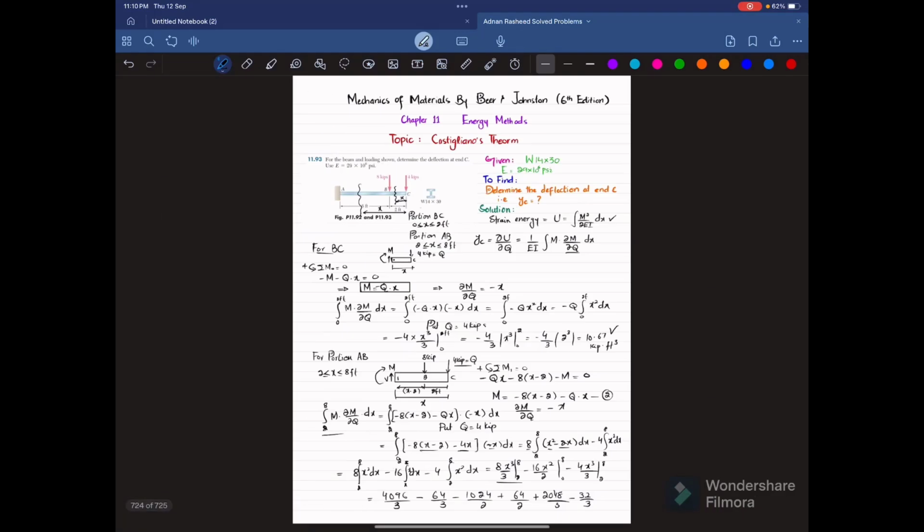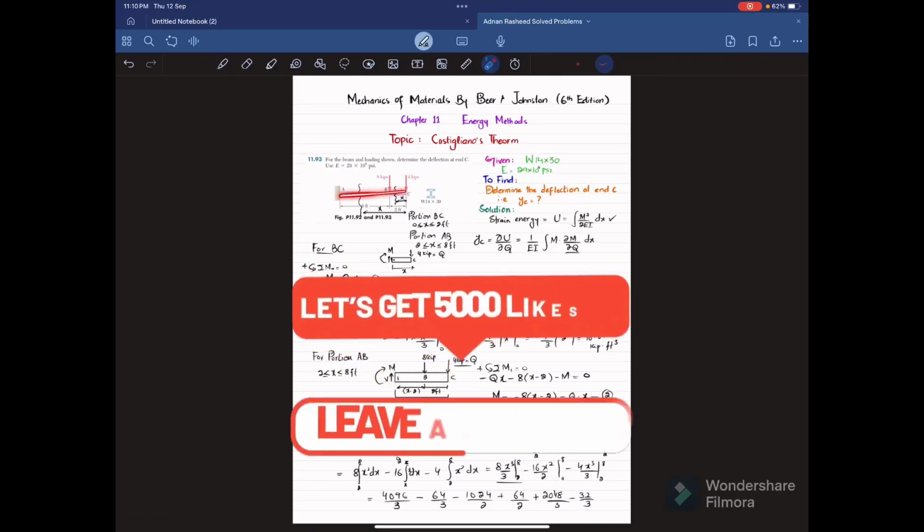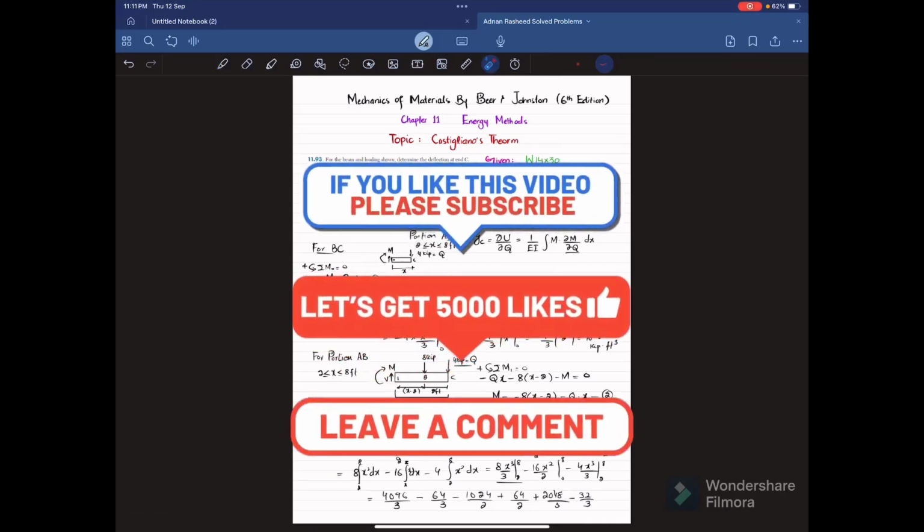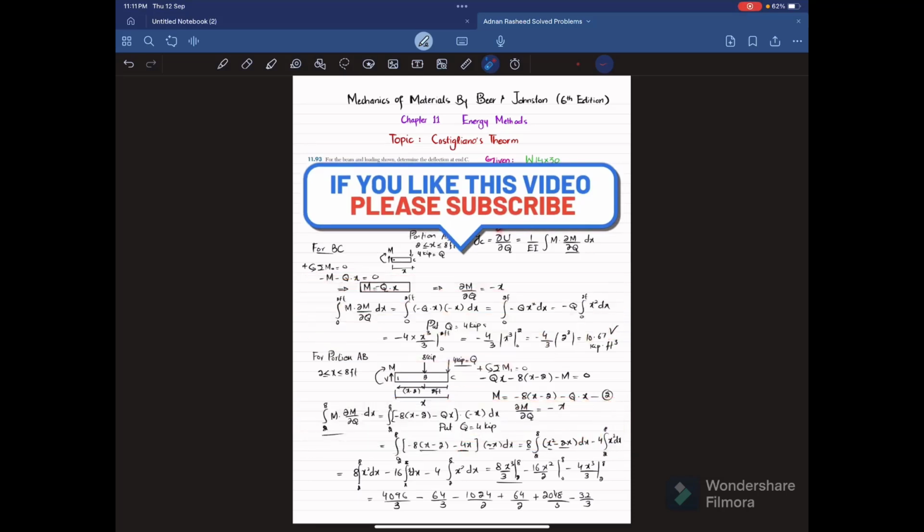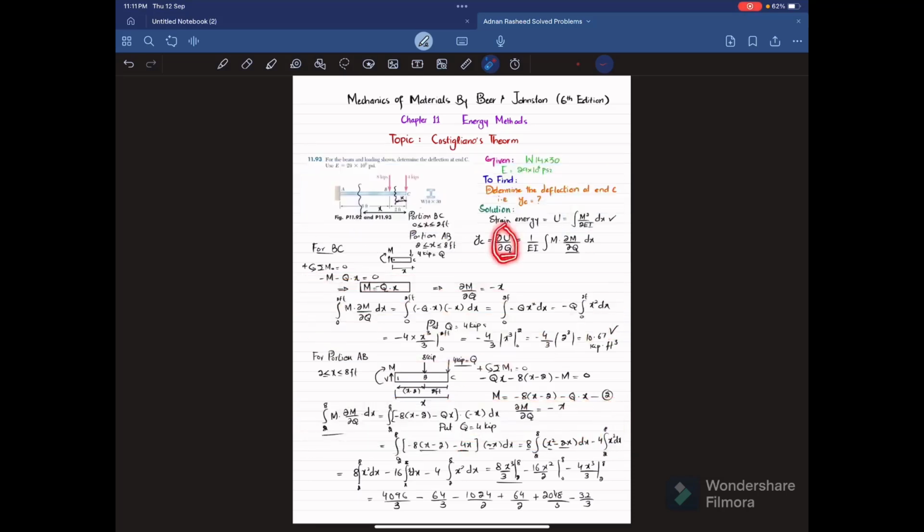So I will conclude it. We have found the deflection at point C by using Castigliano's theorem, which states that the deflection at any point can be obtained by taking the partial derivative of total strain energy with respect to that force. So here we take this Q at point C equal to Q, which is 4 kips, and we applied this equation in order to get our required deflection.